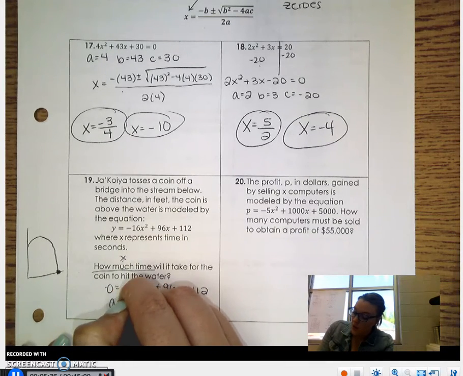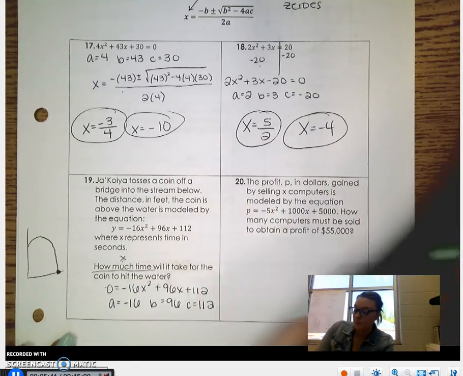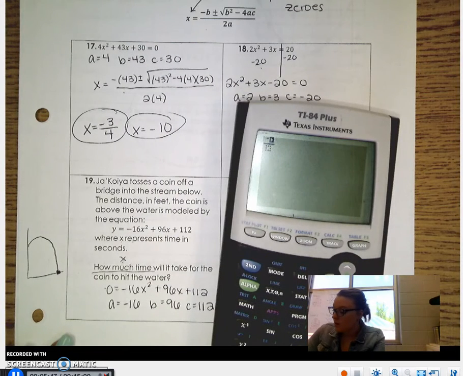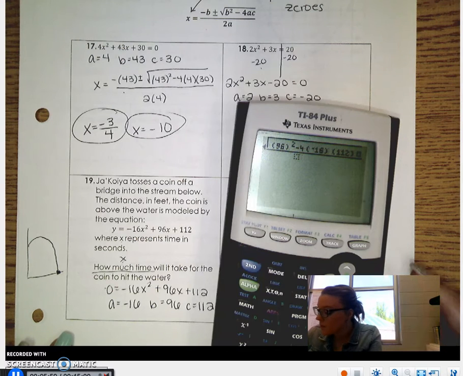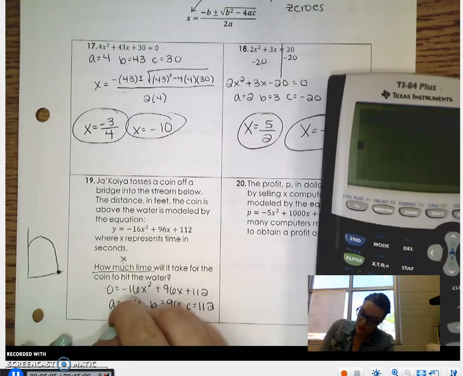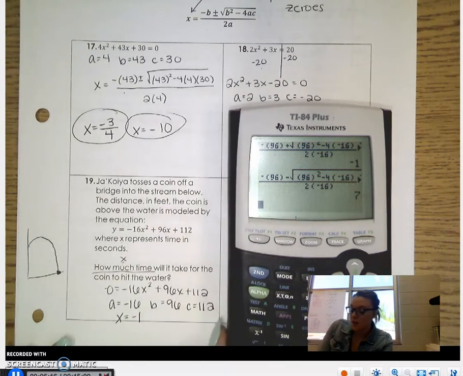So I'm going to do the same thing. I have my a value, my b value, and my c value. Alpha y equals enter. Negative, not parenthesis, 96 plus the square root of 96 squared minus 4ac, all over 2a is negative 1, so x equals negative 1. And my other answer is 7. X equals 7.